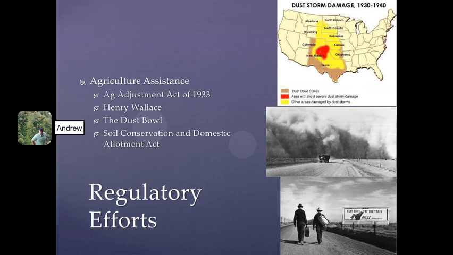Also, to help with the lack of crops, there's going to be a major drought from 1932 to 1935, I believe. And this drought will cause the Dust Bowl, which causes dust storms, farms to go out of business, and people to relocate. You can see in the map here the hardest places hit, and eventually we'll talk about this in a few slides as well.